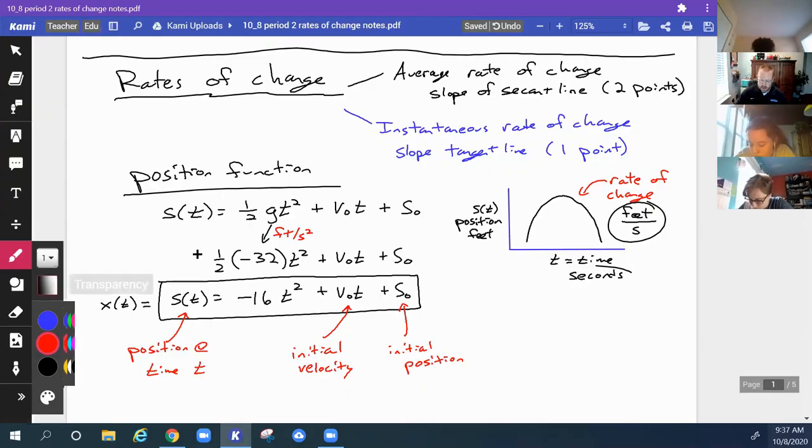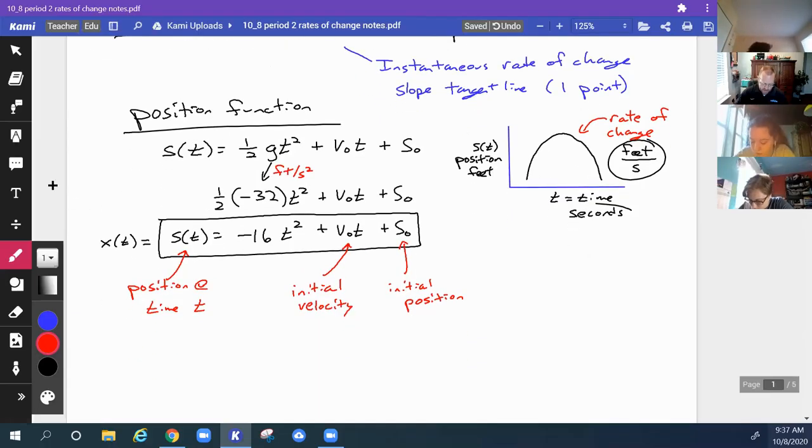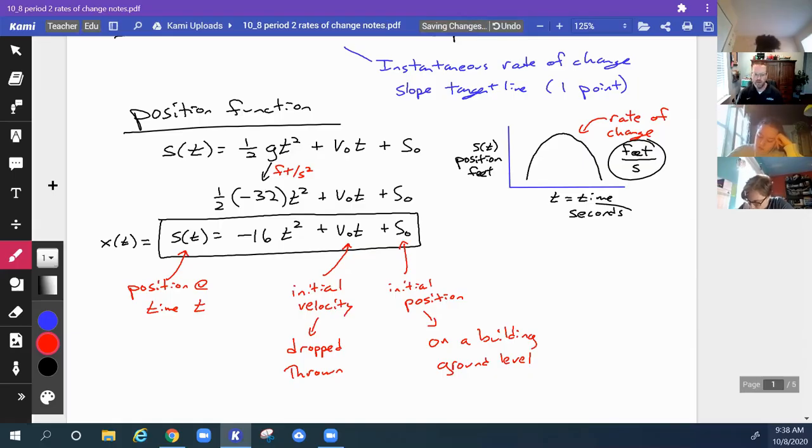Those are things that are going to be changing throughout. Some things to think about with initial velocity: is it dropped? Is it thrown? If dropped, my initial velocity would be 0. Thrown, it would be something else. For initial position, let's think about: are we on a building? Are we on ground level? These are just things to think about when we're working with those problems.